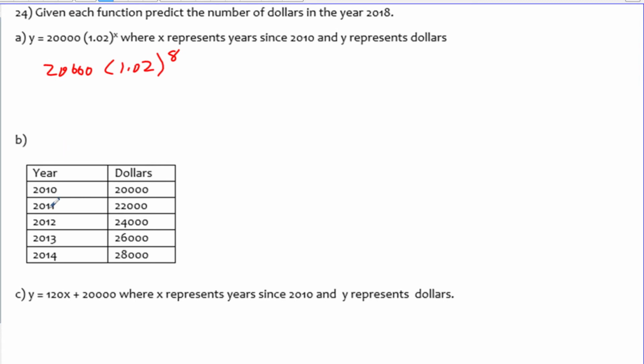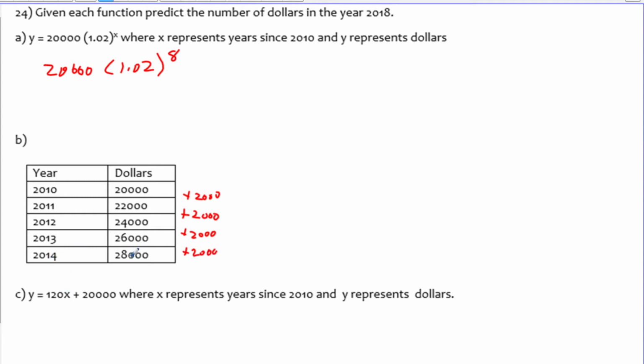Okay, letter B, we need to look at a table and ask, what's the pattern going on? They want us to go to the year 2018. I'm stopping at the year 2014. So my job is really to look at the right-hand side and say, as I increase the years by 1, what pattern is involved to increase the dollars? Well, it looks like in this case we're just adding 2,000 every single time, right? Every single next row is 2,000 more than the last. So I'm just going to keep doing that until I get to 2018.